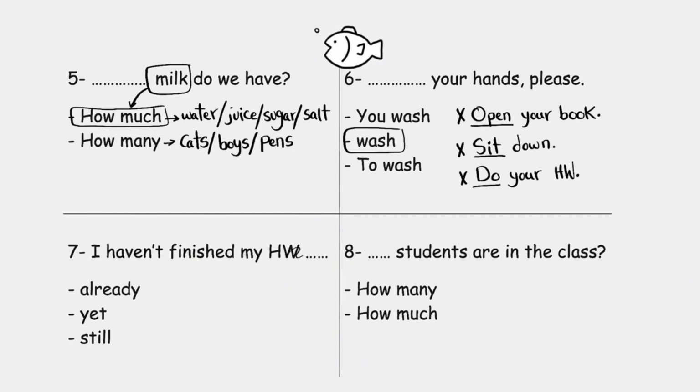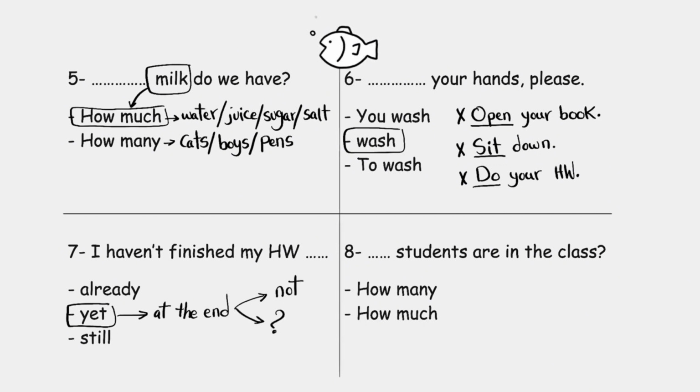I haven't finished my homework blank. Already, yet, still. Yet is the only option here that comes at the end of a sentence. And this sentence should be negative with not or a question. This sentence is already negative with not here, and the space is at the end of the sentence, so yet is the best option here. I haven't finished my homework yet.